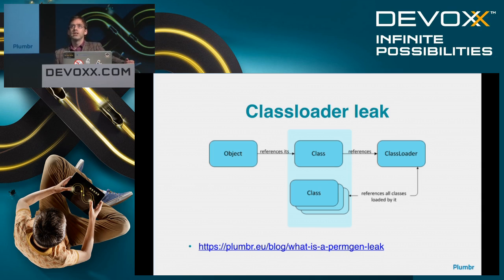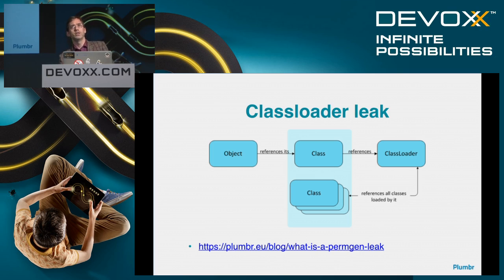So your application is undeployed or stopped for some reason. But you have some bug in your application or your library, and you have left one object from your application somewhere referenced by the application container. It may be a thread running. It may be some object published into the JNDI tree, for example. If you have left one object from your application behind, that object, as I have told already, will reference its class, and the class will reference its class loader.